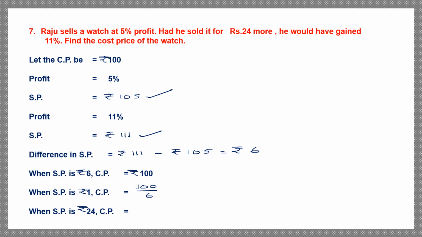So when it is 1 rupee, it is 100 by 6. When it is 24 rupees, you have to multiply it by 24. Now cancel. 6 fours are 24. 100 into 4 is 400. So the cost price will be 400 rupees. So if he had bought it for 400 rupees, and if he had sold it for 24 rupees more, he would have got a profit of 11%. So this is our answer. The cost price of the watch is 400 rupees.